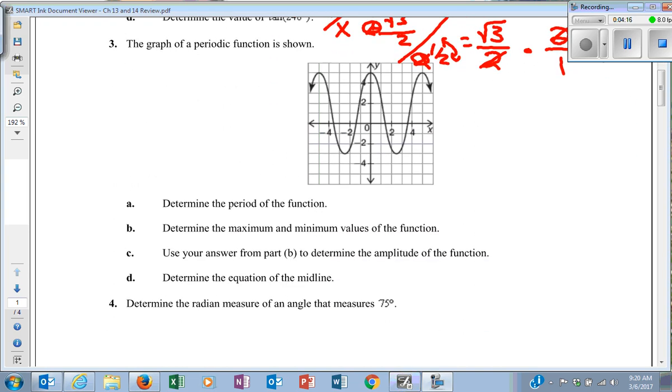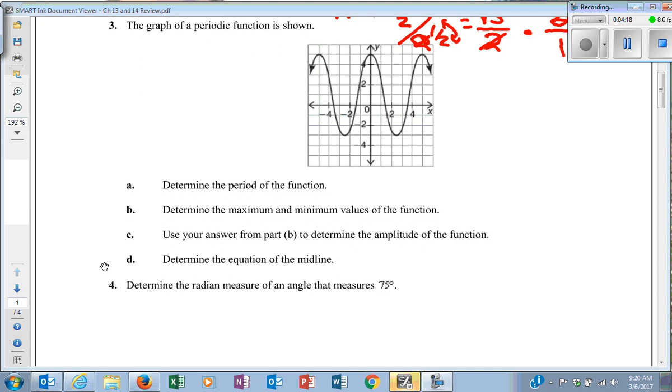Number 3 says, determine the period of this function. Well, it didn't show up very well on yours, but it shows up a little bit better on mine. I'll make sure that this is a lot more clear when we get to the actual test.